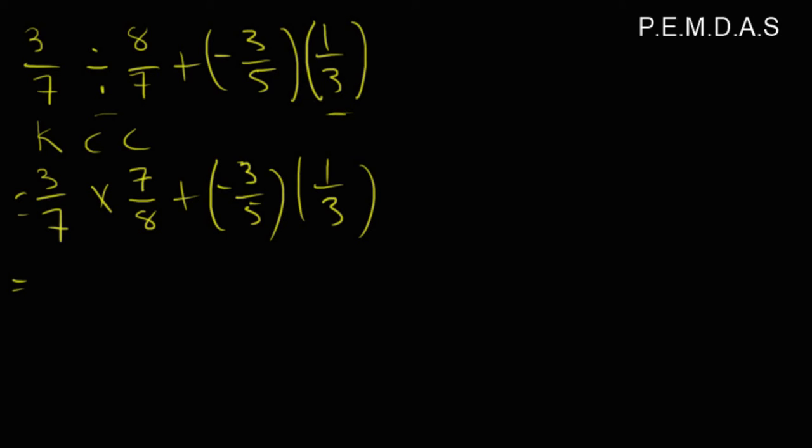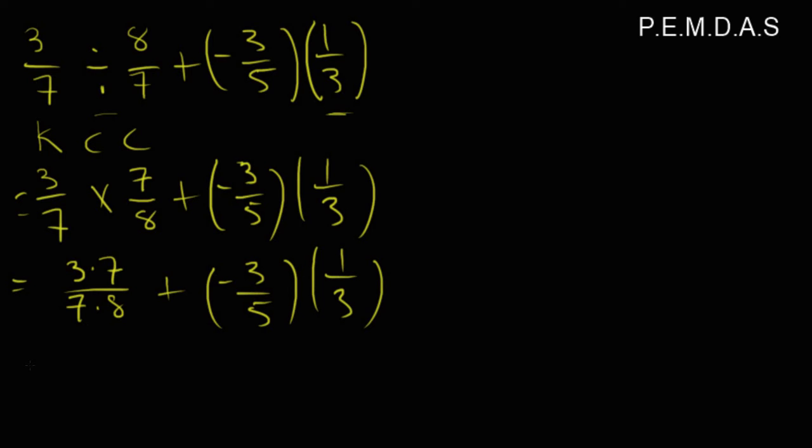So with this, since it's multiplication, I can just put this all over one denominator, all over one line. And that's 7 times 8. This is a long way, but I like to do this and not skip any steps. So the 7's cancel. I have 3 times 1, 3 over 8, plus a negative 3/5 times 1/3.